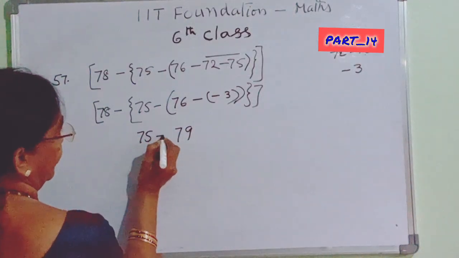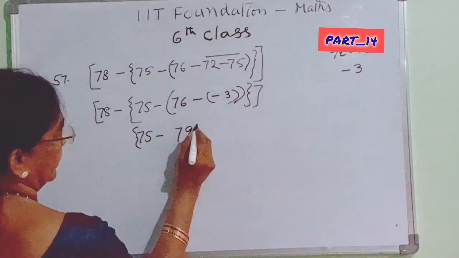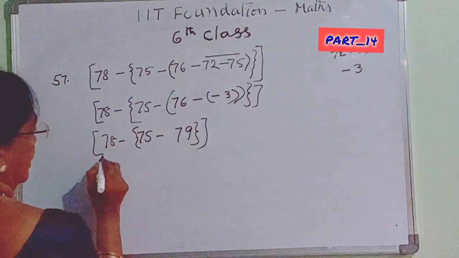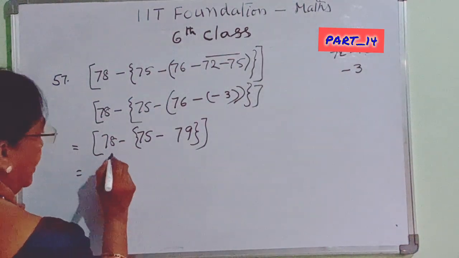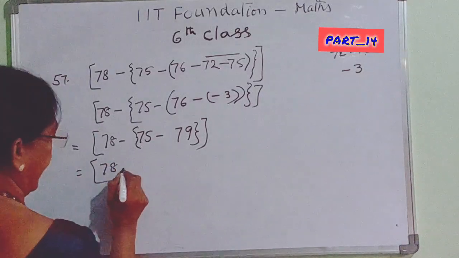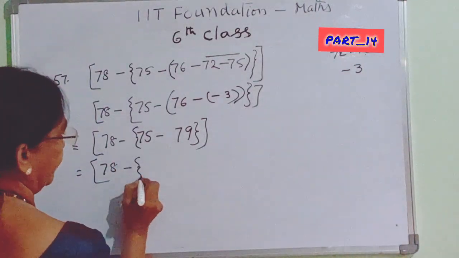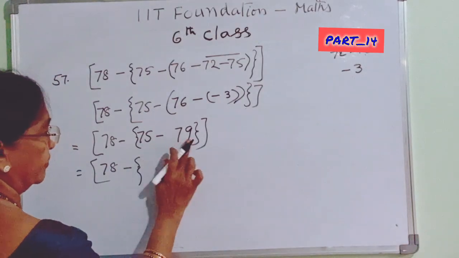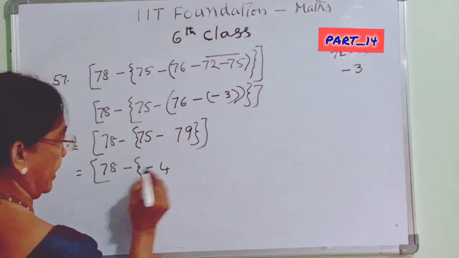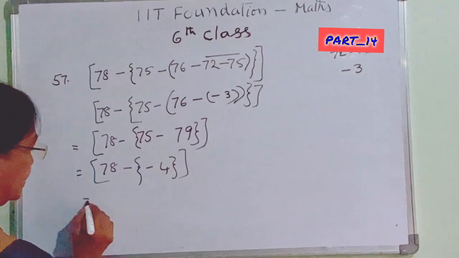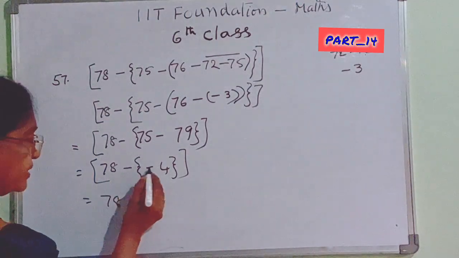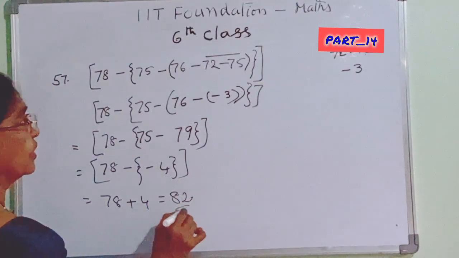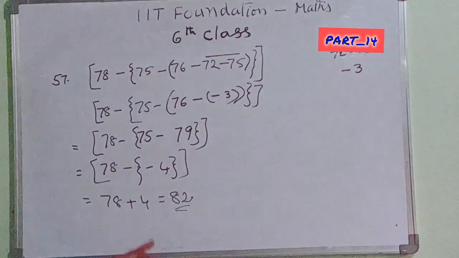Here it is 75 minus 79. So this is equal to 78 minus, 75 minus 79. The greater number has a negative sign. Therefore, the difference is 4 and the sign is negative. So this is equal to 78 minus of minus, plus 4. That is equal to 82. So the value of that expression is 82.